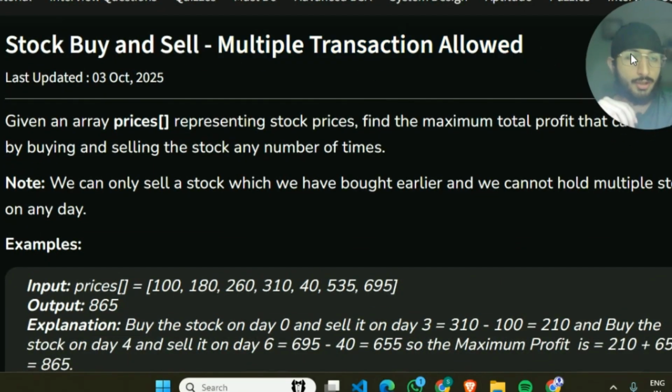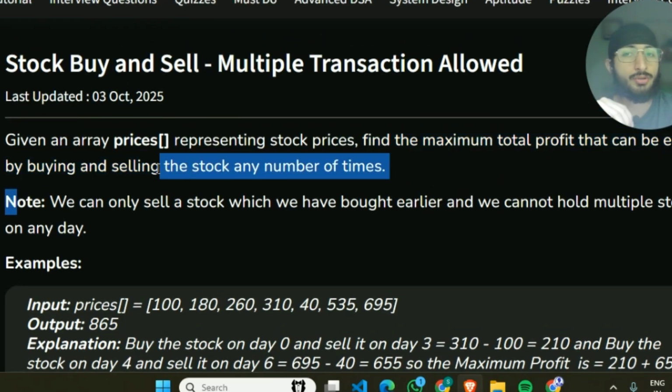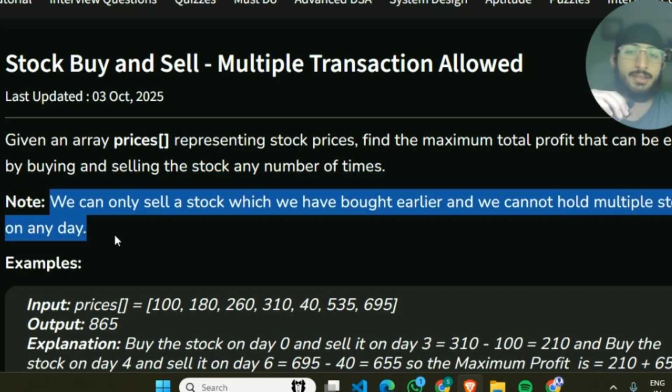Now moving on to another similar question, that is stock buy and sell where multiple transactions are allowed. Here, instead of one transaction, we have multiple transactions allowed. Basically, given an array prices representing stock prices, find the maximum total profit that can be earned by buying and selling stocks any number of times. So the condition is that we can have any number of transactions. We can only sell a stock which we have bought earlier, and we cannot hold multiple stocks on any day.